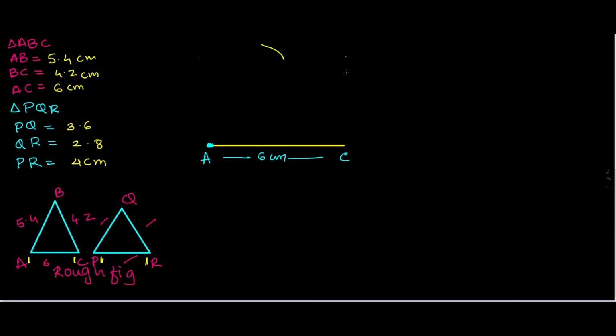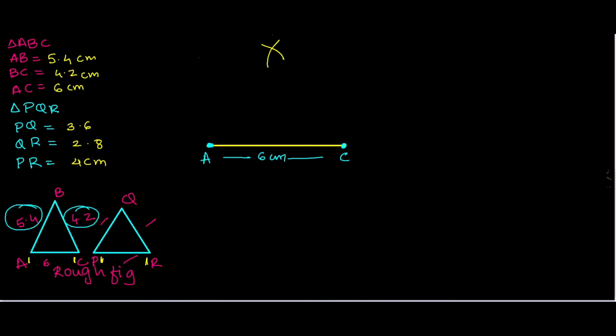Next you have to keep the point on C. Now you have to take the measurement of 4.2 centimeter, as that is BC. First we took 5.4, that is AB, and now we are going to take 4.2 for BC. So take 4.2 measurement in the rounder with the help of your scale and put the rounder's tip on C, and then you will get an arc of 4.2 centimeter.